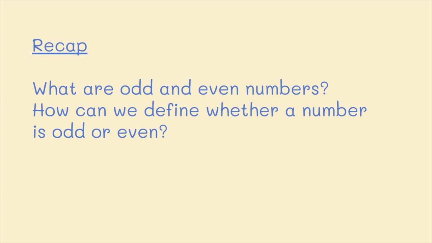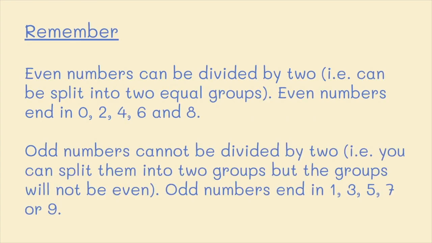To recap, I want you to think about what odd and even numbers are. How can we define whether a number is odd or even? And believe me, this will come in handy today. You need to remember that even numbers can be divided by 2, i.e. can be split into 2 equal groups with no remainders. Even numbers all end in 0, 2, 4, 6, and 8. Odd numbers cannot be divided by 2. That is, you can split them into 2 groups, but the groups will not be even. Odd numbers end in 1, 3, 5, 7, or 9.